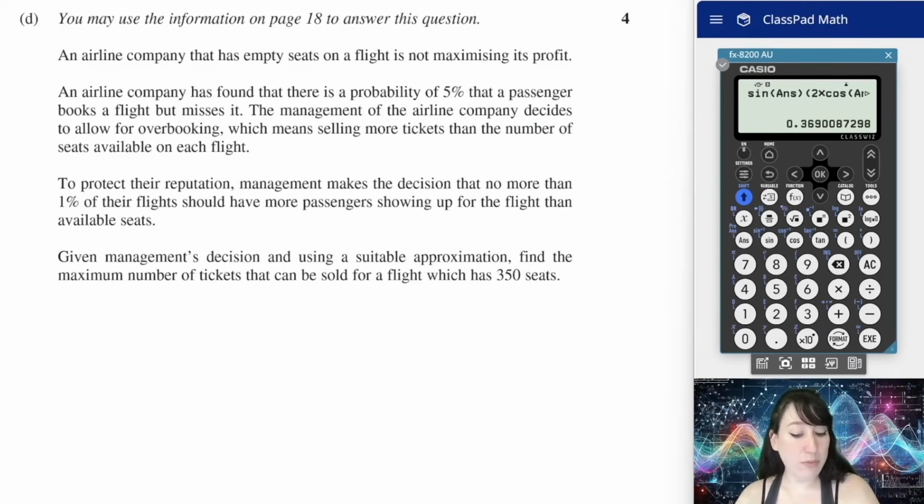Okay, so we have the probability of a passenger showing up as 95%. So we'll say p is 0.95. And in a way, this will be a binomial probability distribution since we have multiple trials of success and fail. Success, in this case, will be passenger shows up. Now what we want to do is find the value of n for which we get a probability of 1% or less for more than 350 successes.